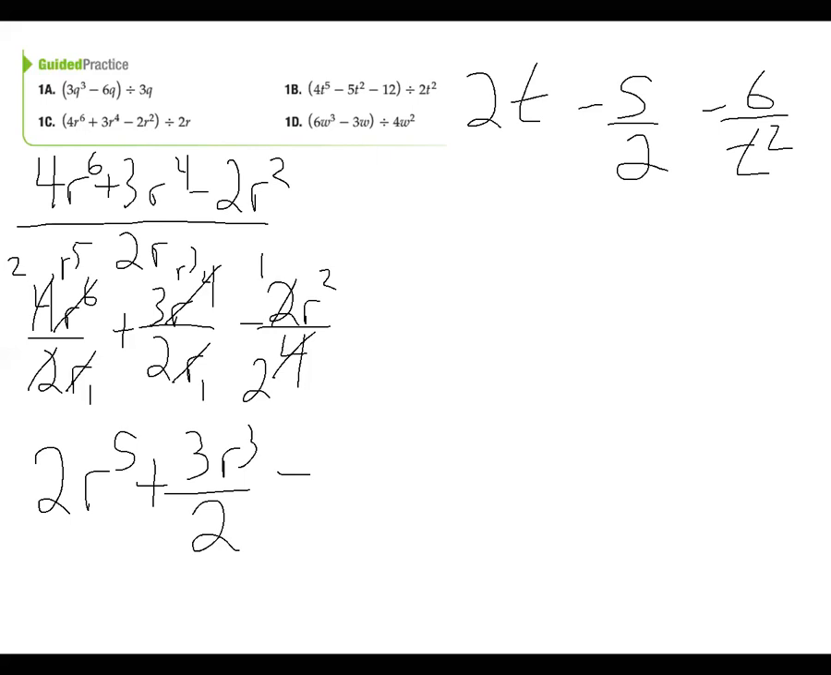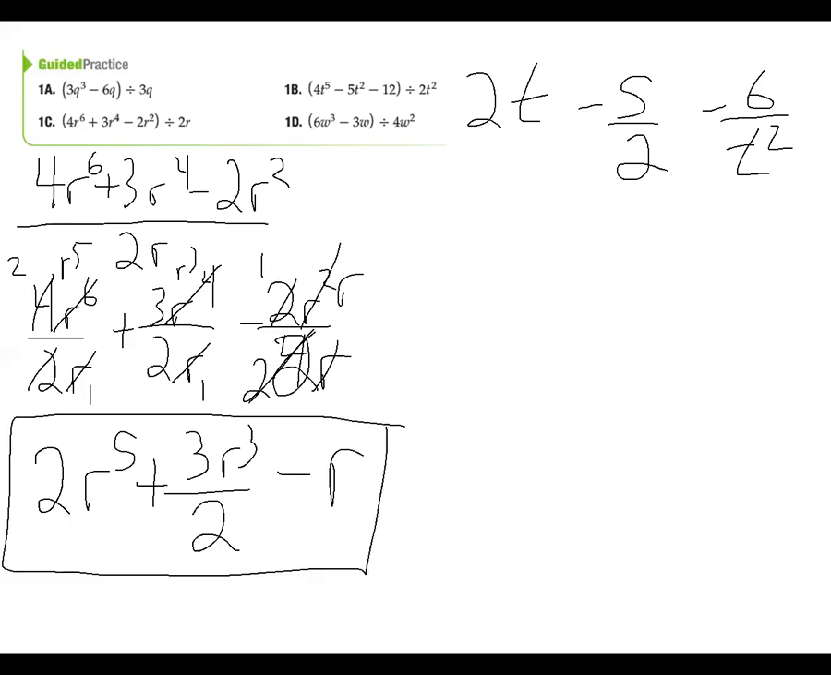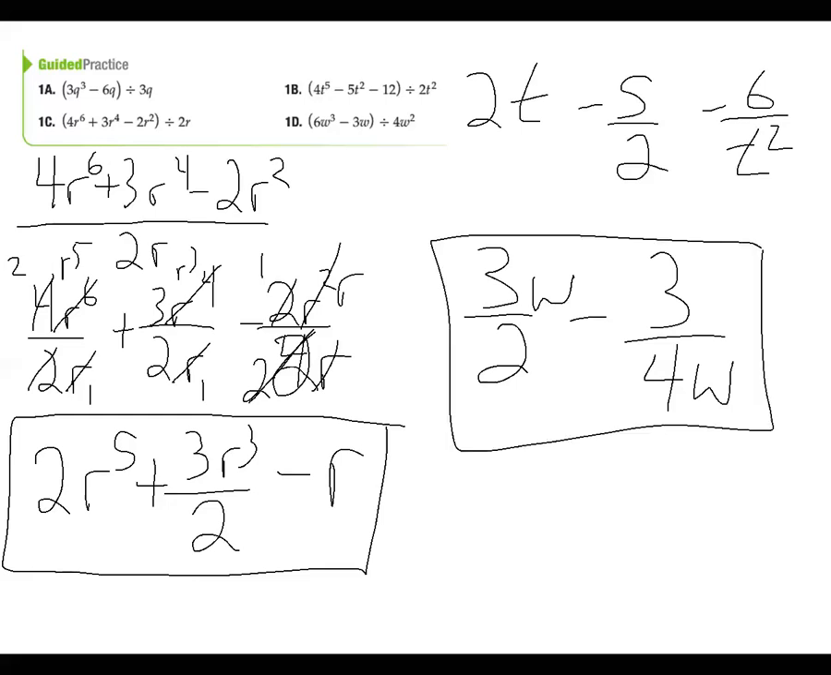Oops, I put a 4 there. I don't know why I put a 4 there. That should be 2r. So factor of 2 and a factor of r cancels, and that gives you minus r. Okay? And then 1d, the final answer would be 3w over 2 minus 3 over 4w. That's for part D.